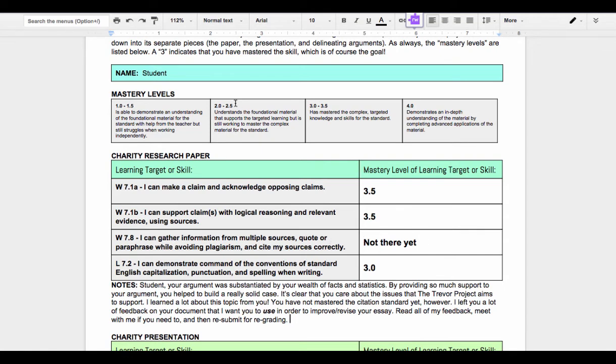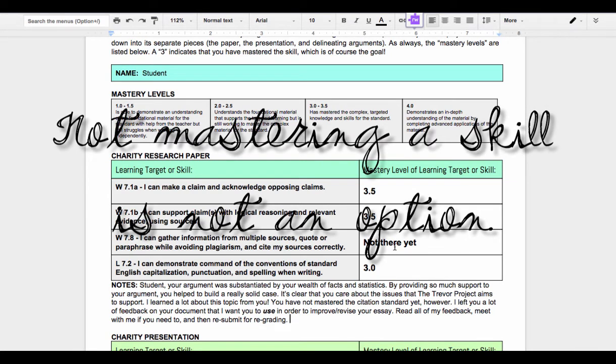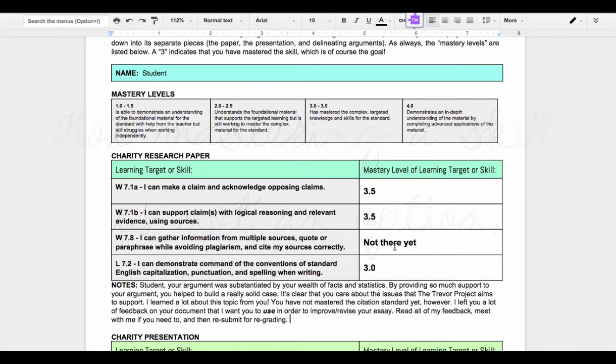Now, technically, I would say she's probably maybe a 2 or a 2.5, and I could have put that here, but I think not there yet implies something different, and I think that it helps to show that I expect you to use my feedback and change, as opposed to if I were to just say this is where you are, then she would probably not change.